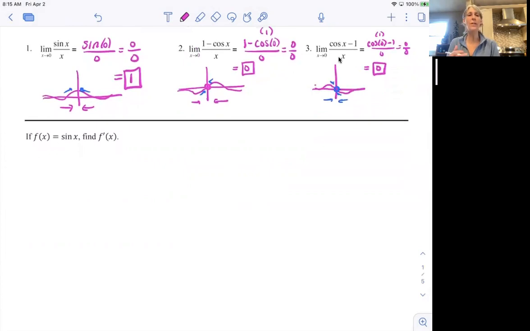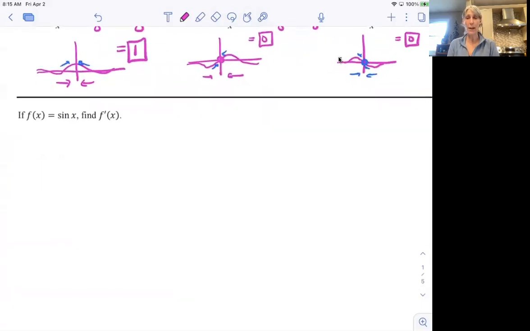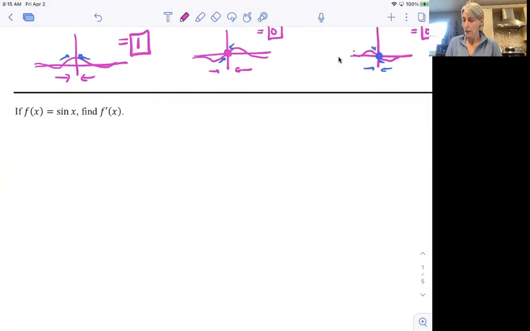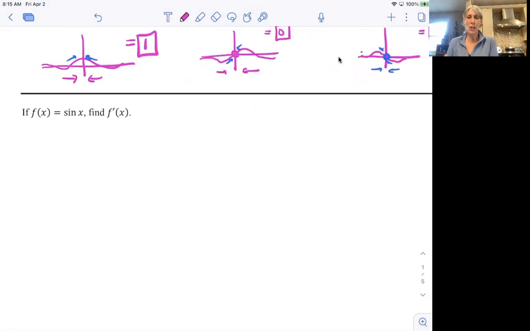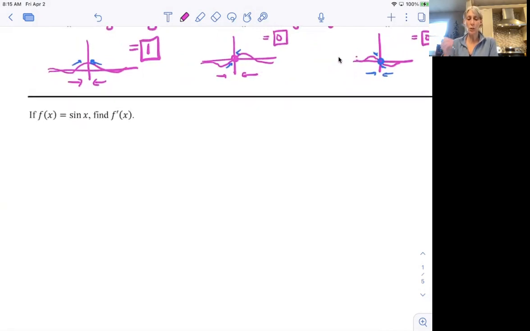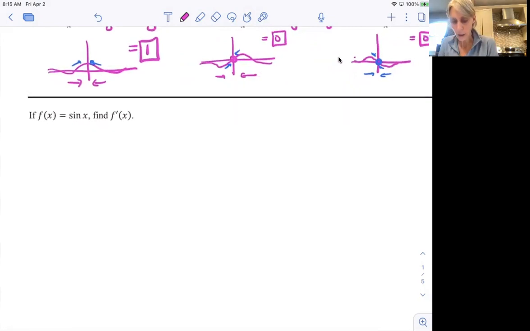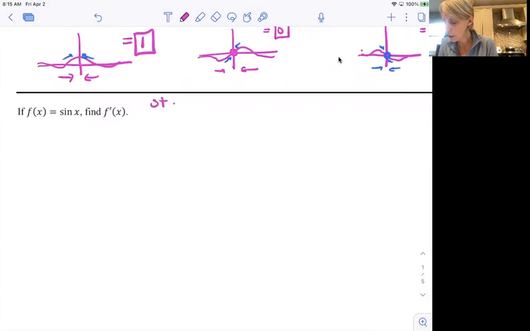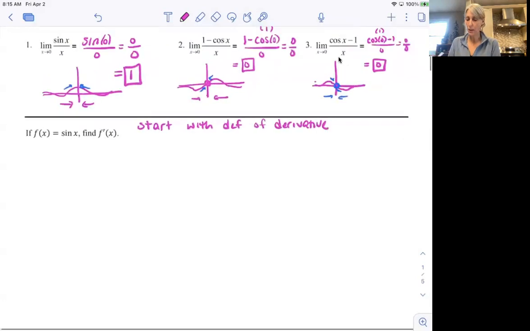Now let's talk about the derivative of a trig function. If f of x equals sine x, find f prime of x. I'm going to tell you up front that this is a rather complicated derivation, but once we know the rule, we can just use the rule. I don't know what the derivative is, and when you don't know what the derivative is, always start with the definition of derivative, that limit definition that we used last unit.